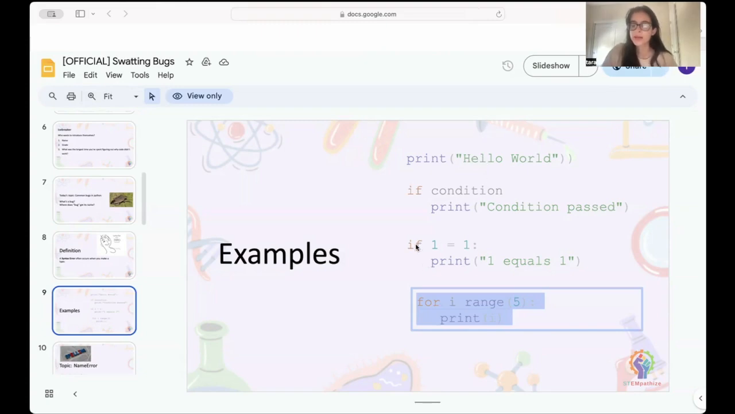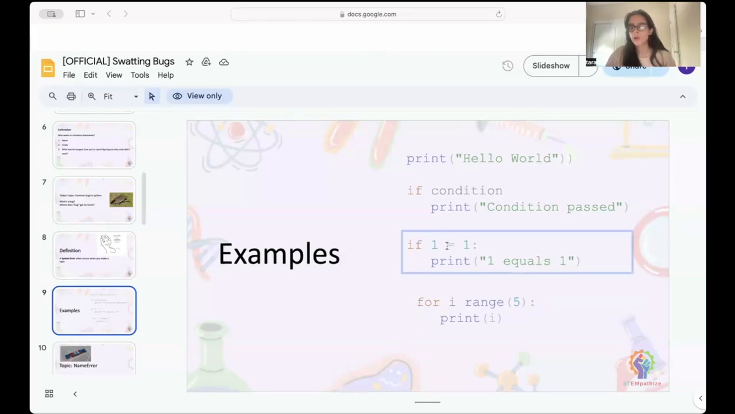So this one, it says if one, but look right here. When we want to say something is equal to something, we need to put two equal signs. That's the way we speak in this language, and that's the way the computer will understand it. So this is not going to work because the computer is like, what is one equal sign? We need two.